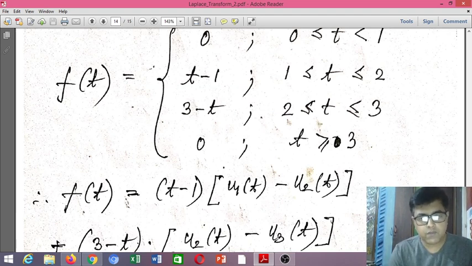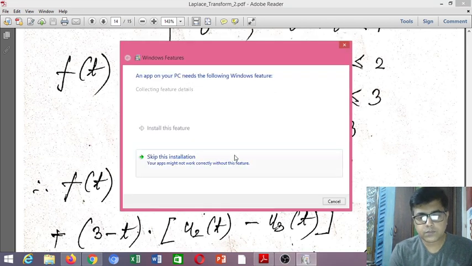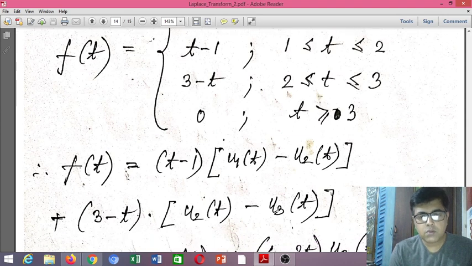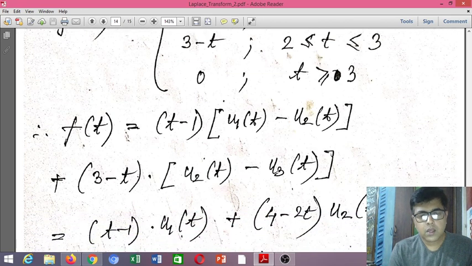So how do we write it? Same way. We write f(t) equal to t minus 1, the function, into, because f1(t) is 0, I don't have to write f1(t). So this is your f2(t), t minus 1, into u1(t) minus u2(t), plus 3 minus t into u2(t) minus u3(t). And your f4(t) is 0, so don't write that.